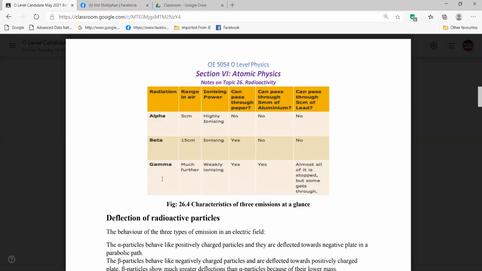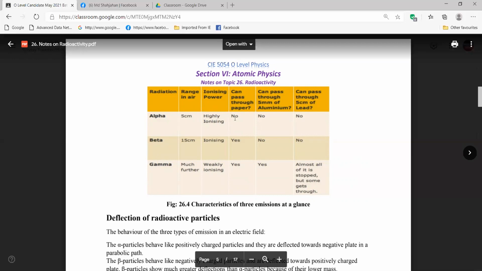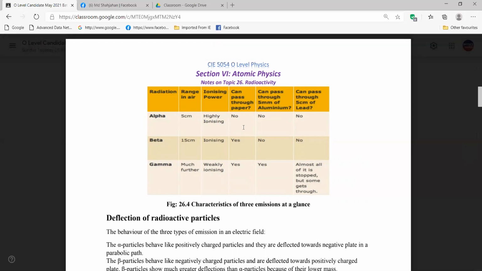Read this alpha. Radiation alpha, range in air 5 centimeters. Ionizing power: highly ionizing. Can pass through paper? No. Can pass through 5 millimeters of aluminum? No. For alpha, they cannot pass through paper, and they cannot pass through 5 millimeters of aluminum. Lead, there is no question to pass. Then beta, this way.